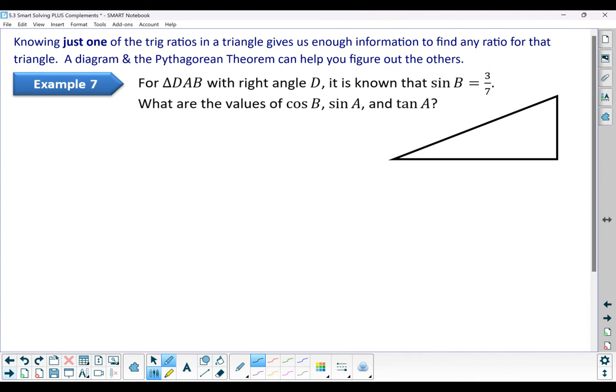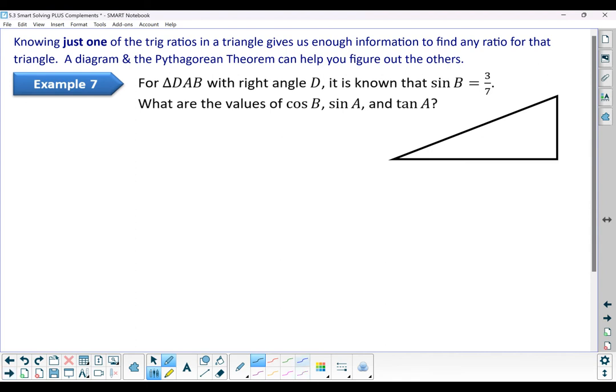Okay, so one last idea. If you know just one of the trig ratios in a triangle, you actually have enough information to find any trig ratio for that triangle. So we can use a diagram and we can use the Pythagorean theorem to help us figure out the other ratios. So this example 7 says, for triangle DAB with right angle D, it is known that the sine of B is 3/7. What are the values of the cosine of B, the sine of A, and the tangent of A?